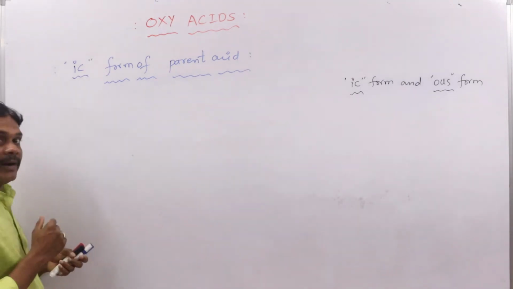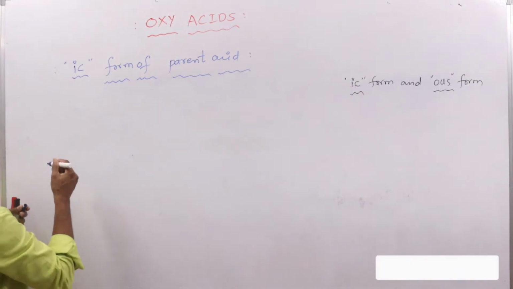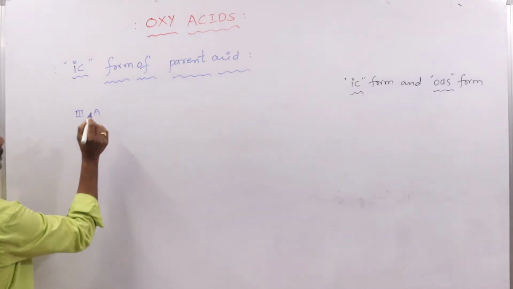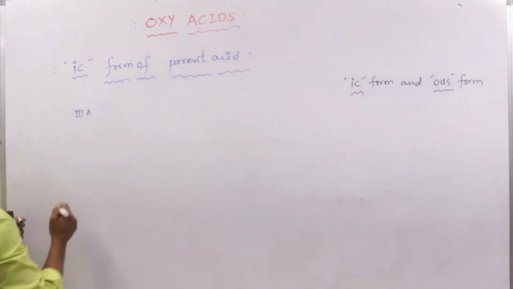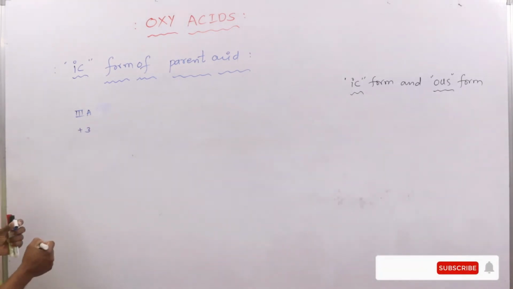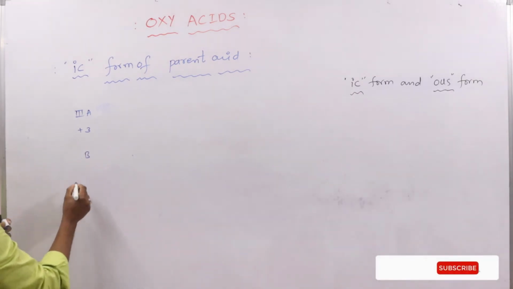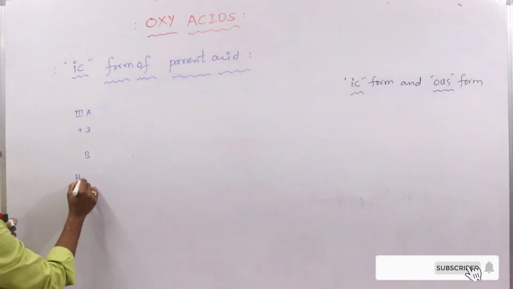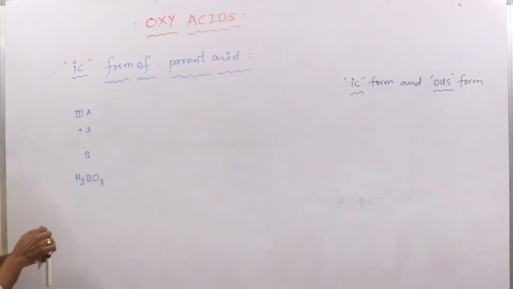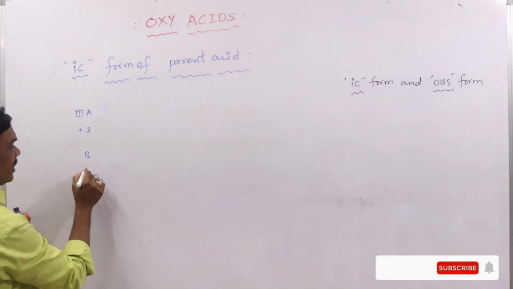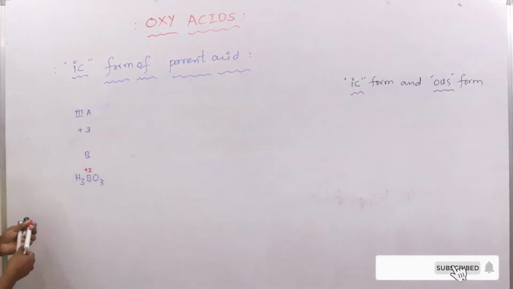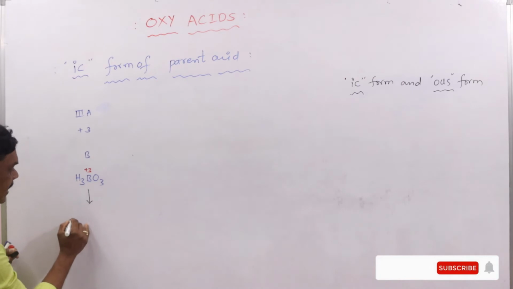First I am taking third A group elements. The maximum oxidation state of third A group elements is 3. The first element is boron, and by using boron we form H3BO3. Here the oxidation state of boron is +3, which is equal to the highest oxidation state. So its name is boric acid.